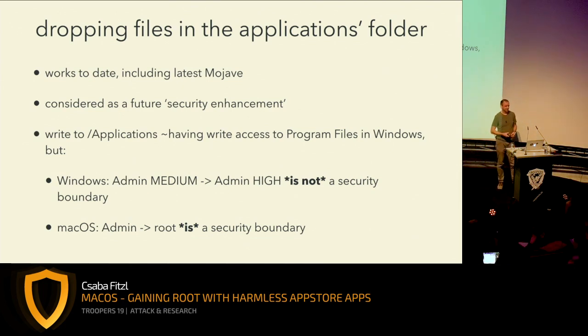So this works to date. Actually, Apple said that they consider it as a future security enhancement to fix it. For me, having write access to the applications folder is kind of like having write access to program files in Windows. But in Windows, admin users do have write access to program files if they run in high integrity mode. But going from admin medium integrity to admin high integrity is not a security boundary in Windows. While in macOS, going from admin to root is a security boundary.